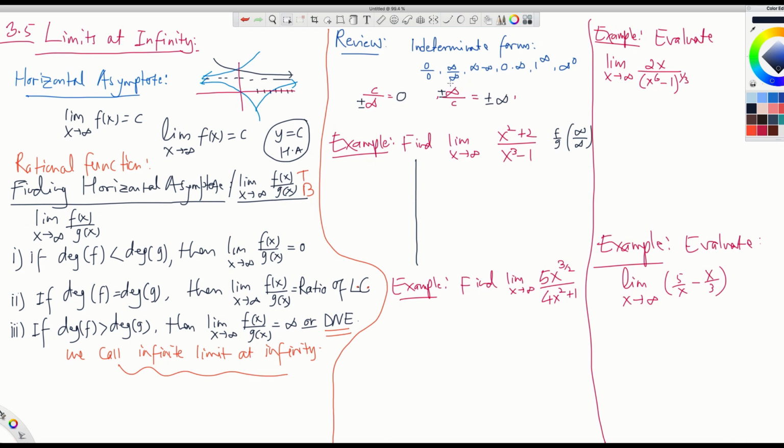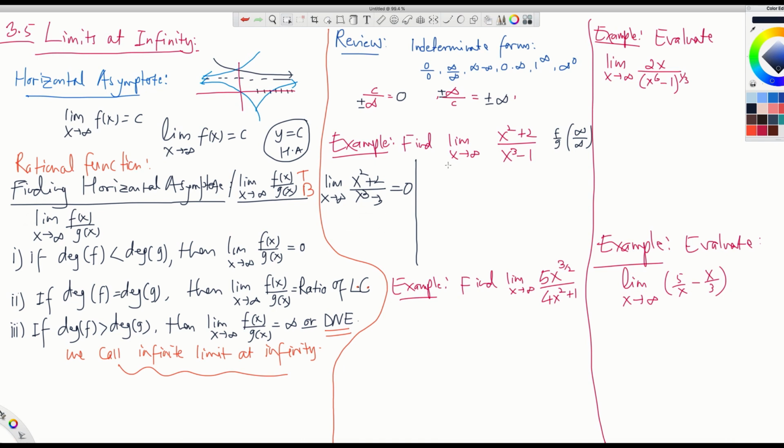So what does the rule say here? The degree of the top is 2 because the highest exponent is 2. The degree of the bottom is 3, because the highest exponent on the bottom is 3. So in that case, what is the limit? The limit as x tends to infinity of x square plus 2 over x cube minus 1 is basically 0, because the degree of the top is smaller than the degree of the bottom. So this is one way.